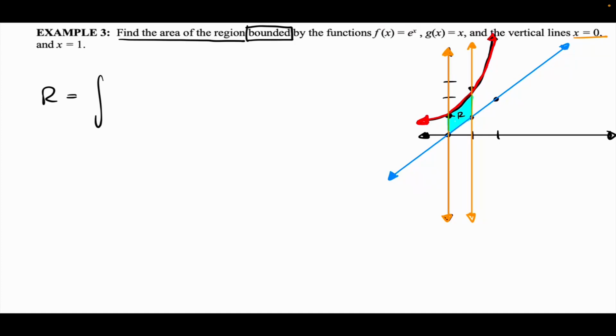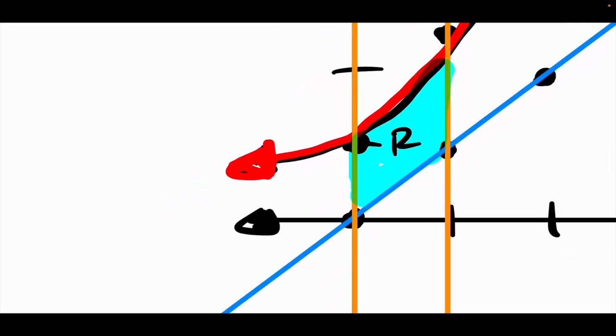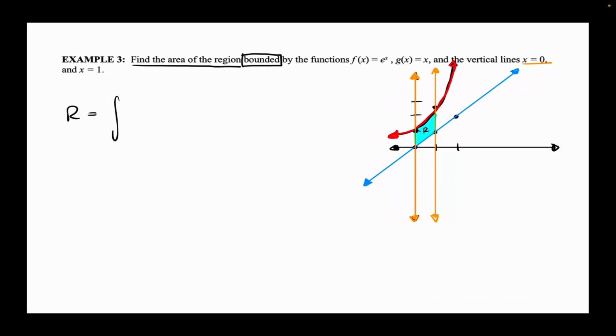Okay, so I need to find the area, the blue area. Top minus bottom. So which one's the top, which one's the bottom? F of x is the top, which is e to the x. So I'm going to put that here. And g of x, which is the other one, is the bottom. Good. What are the bounds? 0 to 1, right? Those are the vertical lines. Done. Now you can use the calculator. Now the calculator will be a big help. Once you do that stuff, you're good.